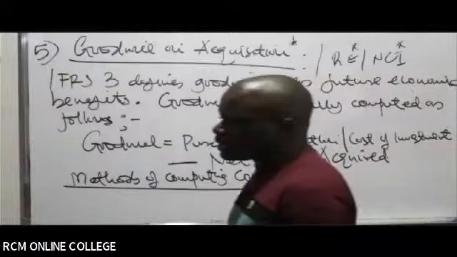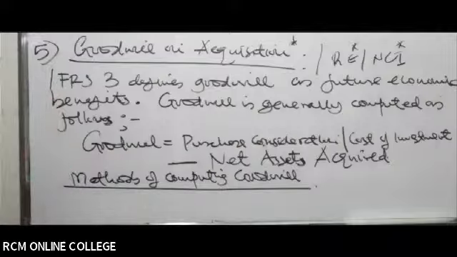The non-current assets in the statement of financial position. It's normally reported as a non-current asset in the statement of financial position. There are two methods of calculating it.